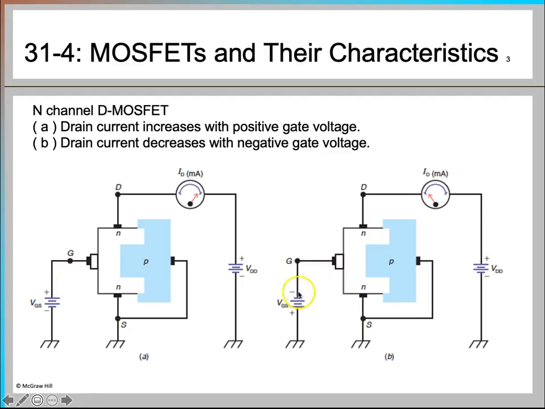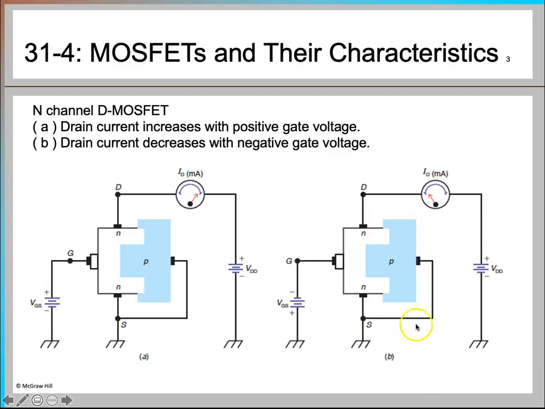And in the second case, when your VGS is negative, this negative VGS will set up an electric field that will repel the free electrons present in the channel. If your VGS is negative, then that MOSFET is operating as a D-type MOSFET in the depletion mode.